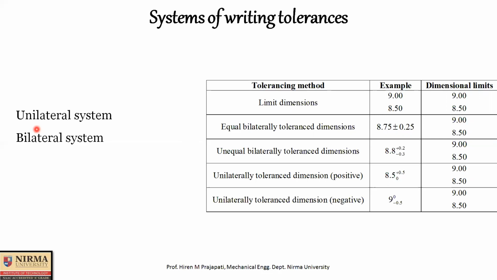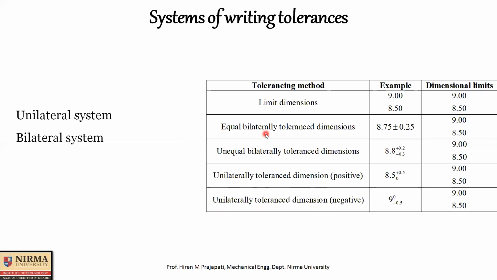If you are putting the entire tolerance zone on the positive side, then that is called a positive unilateral. If you are putting the entire tolerance zone on the negative side of the basic size, then that is called a negative unilateral. Similarly, bilateral means you are putting your tolerance zone such that it is split on both sides of the basic size, then that is called a bilateral.